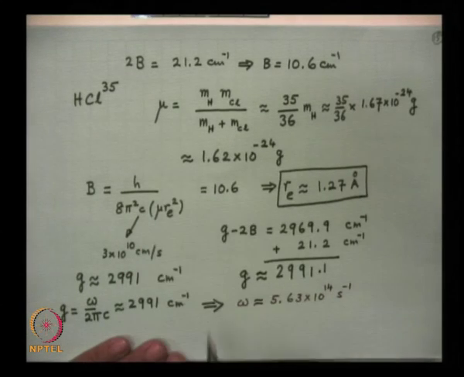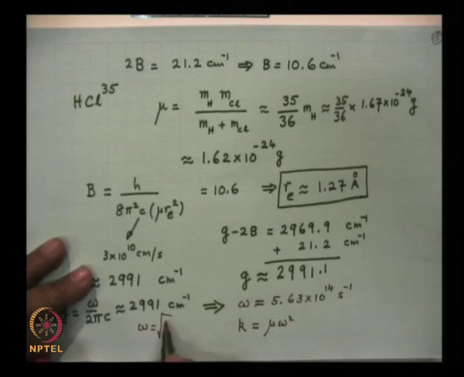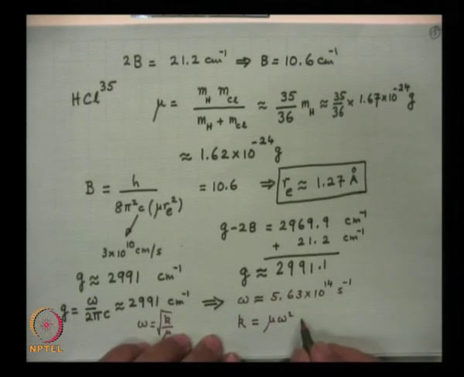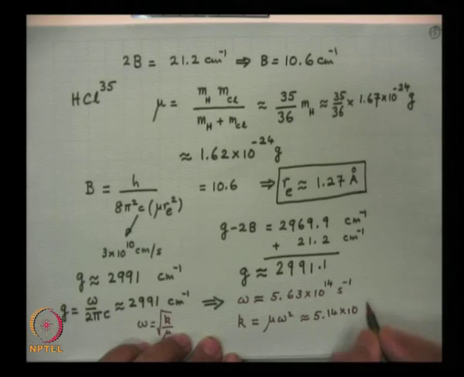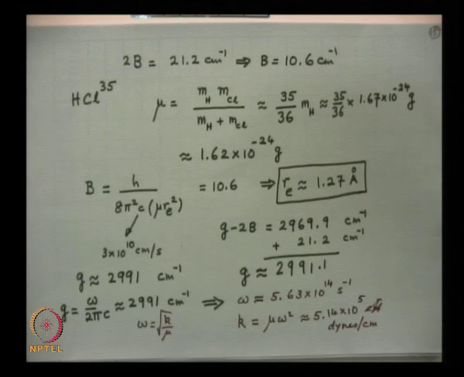And I already know the value of k. So, k, the force constant, is equal to mu omega square. You may recall that omega was equal to under root of k by mu. So, k is equal to mu omega square. I know the value of omega, I know the value of mu, and this comes out to be 5.14 into 10 to the power of 5 dynes per centimeter, dynes in the CGS system of units. This is the force constant.